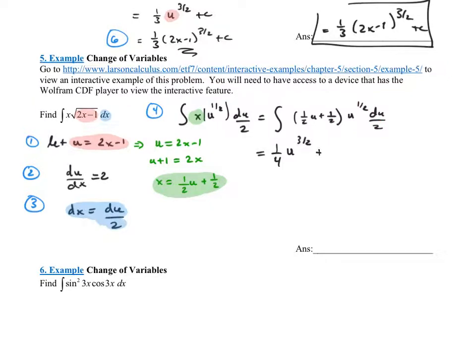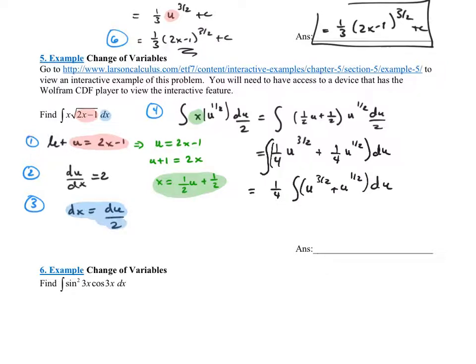Now let's distribute u to the 1/2 over 2 times the 1/2. And that would be plus, and sorry, I still have the integral here, 1/2 times 1/2 is 1/4, and then we'd have u to the 1/2, and of course this is all du. Well, I noticed both of these have a factor of 1/4, so I could pull that out in front. That'd be 1/4 times the integral of u to the 3/2 plus u to the 1/2 du.